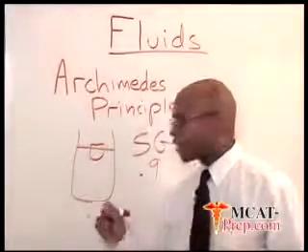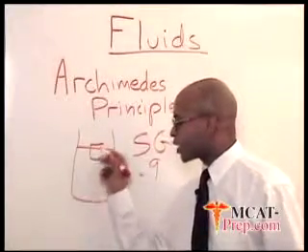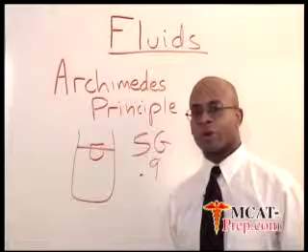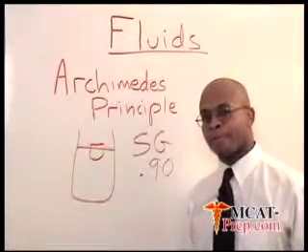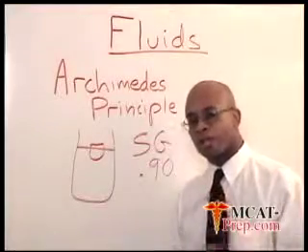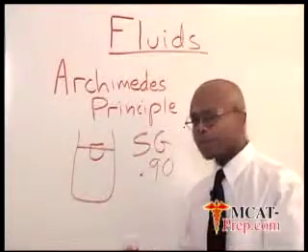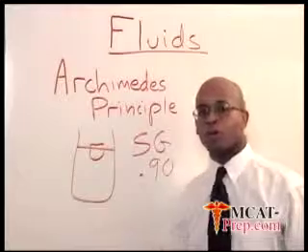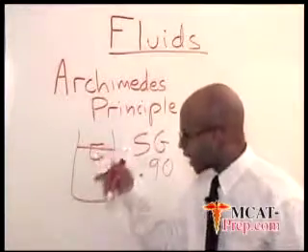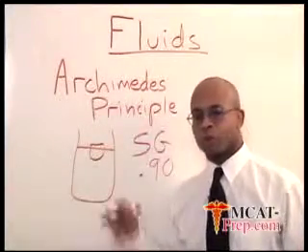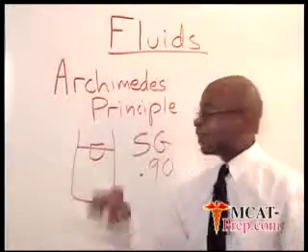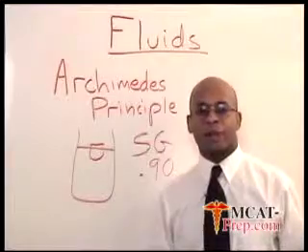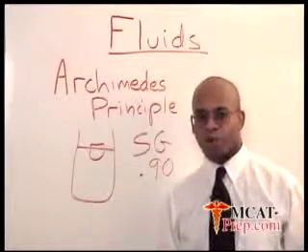Now, if you were to be asked what percentage of the substance is below the surface of the water, well, it would just be 90%. So a specific gravity of 0.9 indicates that 90% of the substance would be below the surface of water. That includes the height of the substance. 90% of the height would be below the surface of water. Specific gravity of 0.6 means 60% of the substance would be below the surface of water.